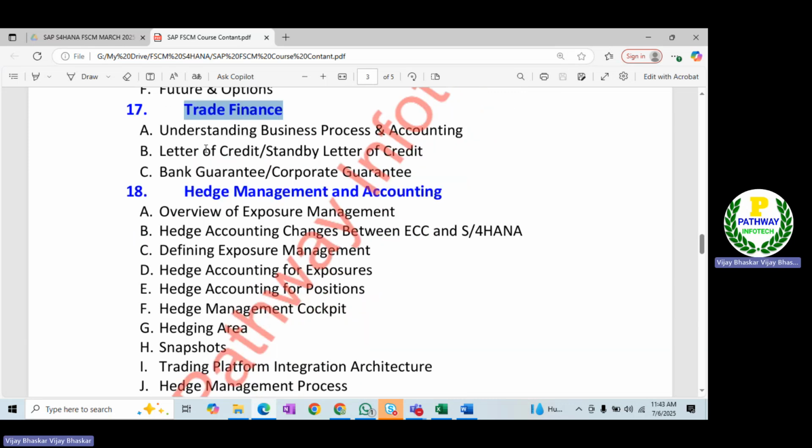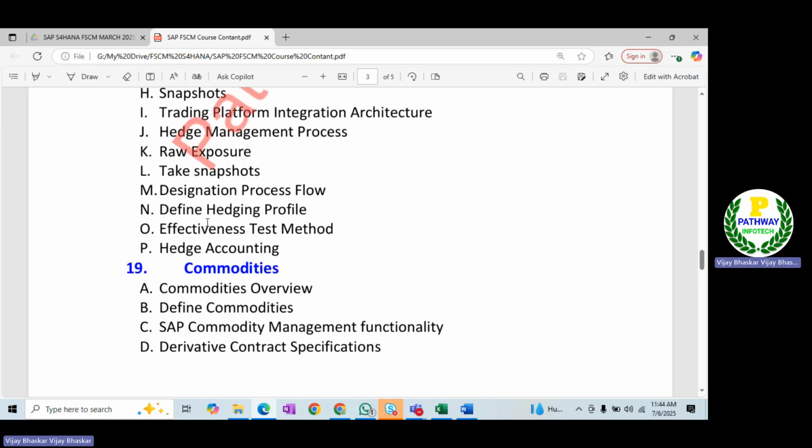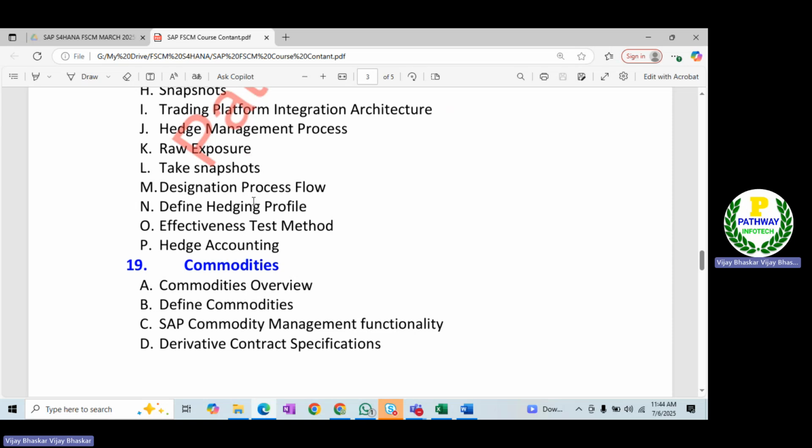Next, once trade finance is completed, hedge management and how the hedge management cockpit is going to be used: what is the hedging area, what is the hedging cockpit, what is the exposure, how the exposure needs to be brought into the hedging cockpit, how to create the hedge requests, the hedge relationship, what is the snapshot, how we need to save the snapshot. All these things are going to be covered. Then the effective test, retrospective test, prospective test, how the percentage and ratio of the prospective test work, and how we can see the documentation. All these things are going to be covered.